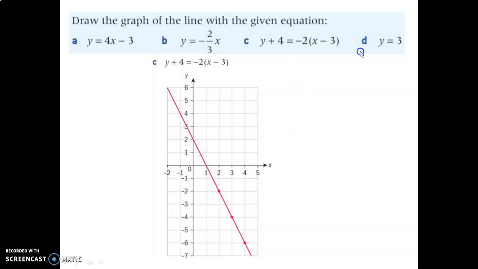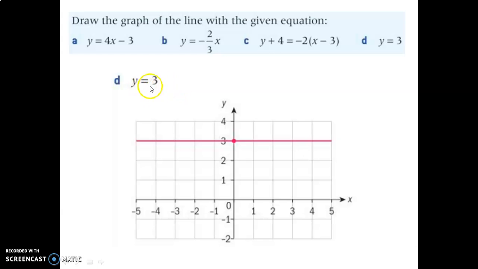Okay, next one. Well, we've learned that any lines of this form are horizontal lines, so this is y equals 3.